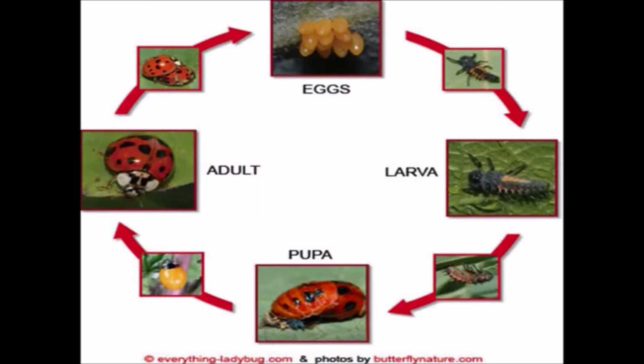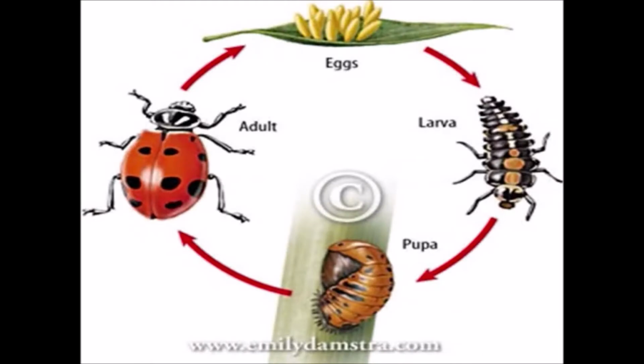Just observe. First, eggs are laid. From the egg, it gets into the larva stage. From a larva, it gets into the pupa stage. From the pupa, it gets into the adult stage. So we can say there are 4 stages of the life cycle of a ladybug: egg stage, larva stage, pupa stage and adult ladybug stage.